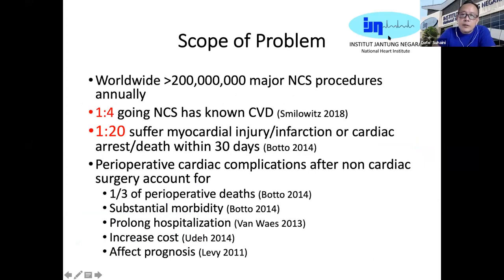Worldwide, annually, there will be more than 200 million major non-cardiac surgical procedures, of which 1 in every 4 cases undergoing non-cardiac surgery has a cardiovascular disease. In addition to that, 1 in 20 will suffer myocardial injury, infarction, or cardiac arrest and death within 30 days of the operation. This perioperative cardiac complication after non-cardiac surgery accounts for 1/3 of perioperative death, substantial morbidity, prolonged hospitalization, increased cost, and it affects prognosis.